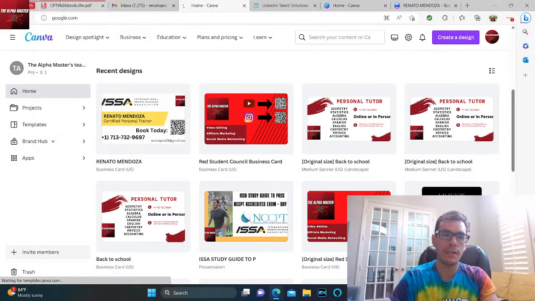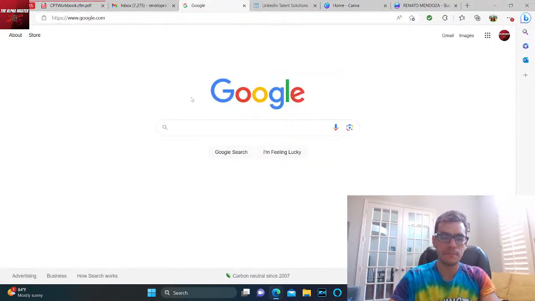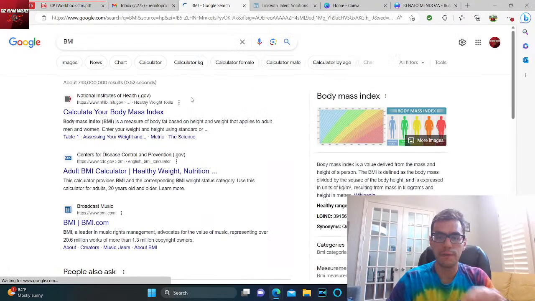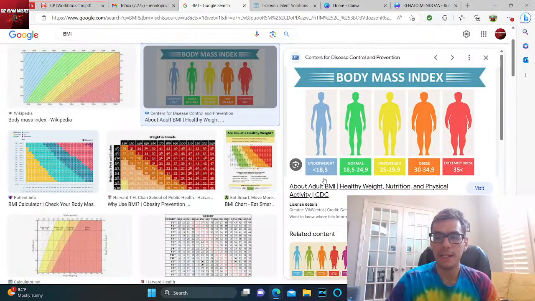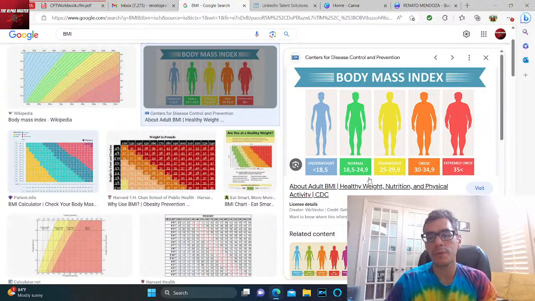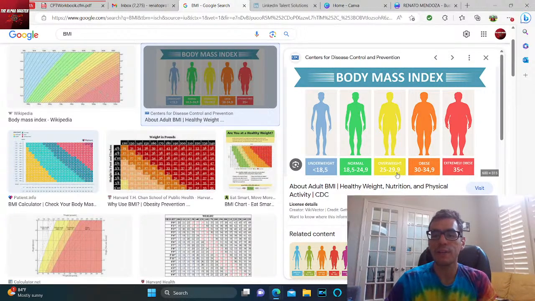You also have the BMI ranges to figure out where the body mass index falls. If it's less than 18.5, it's underweight. From 18.5 to 24.9 is normal. From 25 to 29.9 is overweight. From 30 to 34.9 is obese, and 35 and more is extremely obese. This is the body mass index from the Centers for Disease Control and Prevention website.